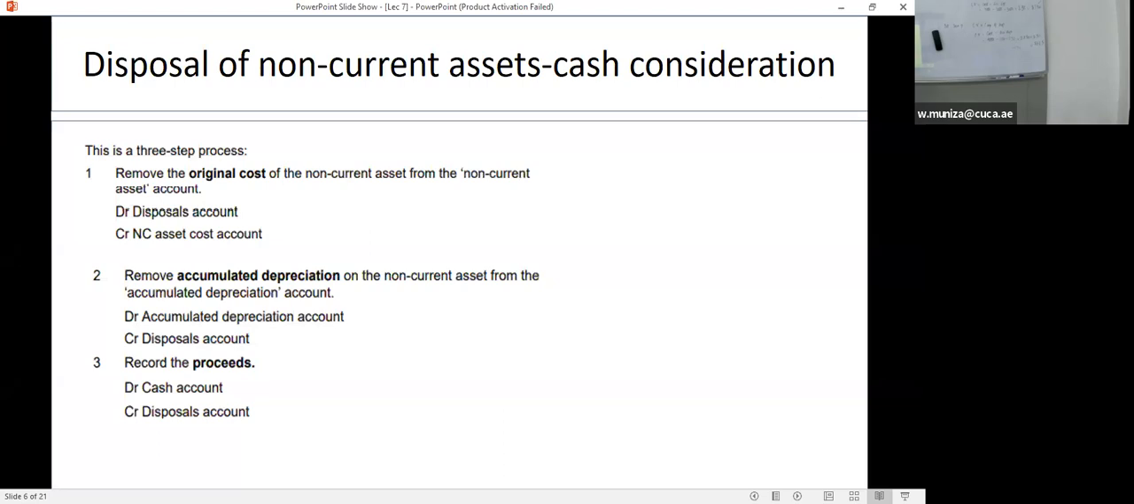Is it? In the second accounting entry, disposal account is getting credited. We are going to write the amount over here. The opposite account is which one? Accumulated depreciation account. In the third accounting entry, disposal account is getting credited. We are going to write an amount over here. The name of the opposite account is cash.